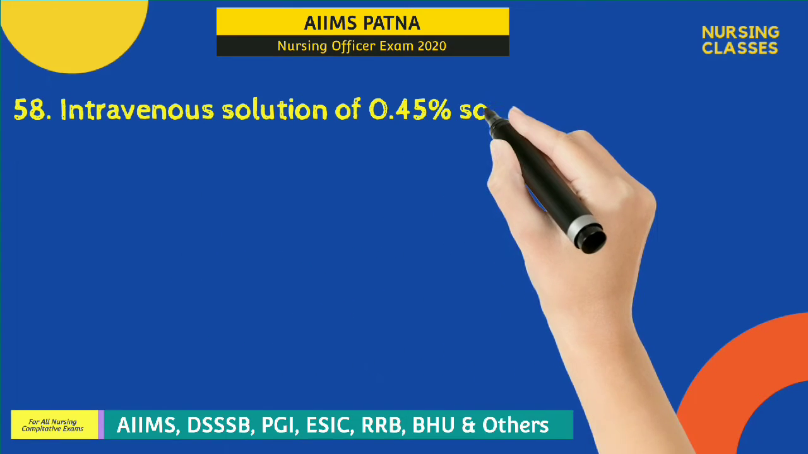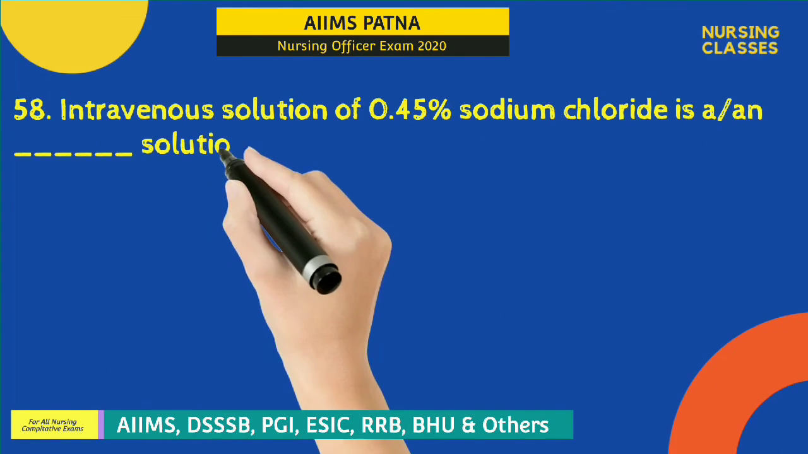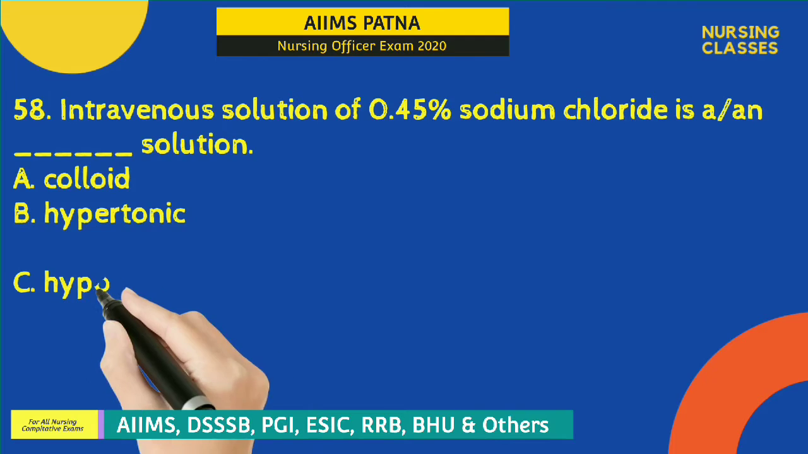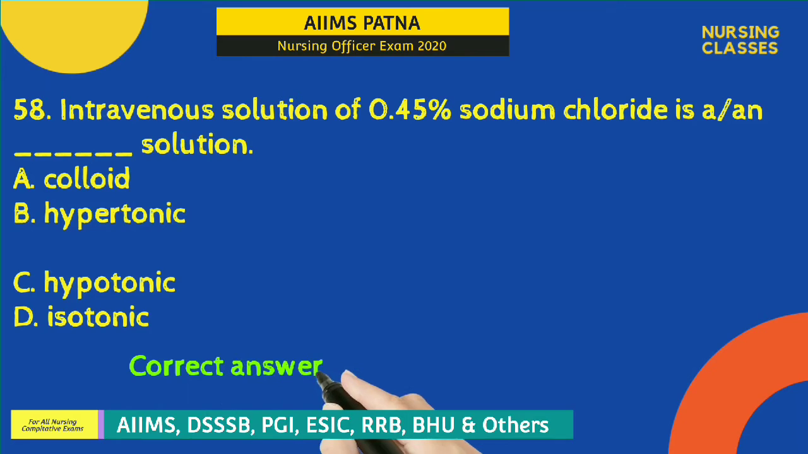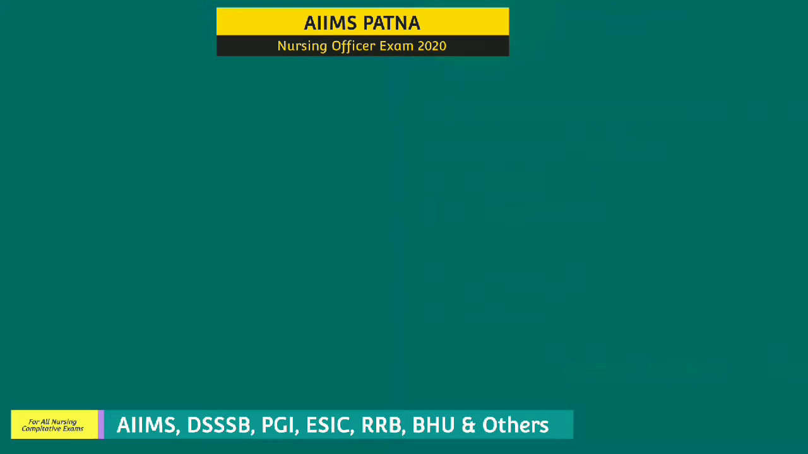58. Intravenous solution of 0.45% sodium chloride is a dash solution. A. Colloid. B. Hypertonic. C. Hypertonic. D. Isotonic. Correct answer C. Hypertonic.